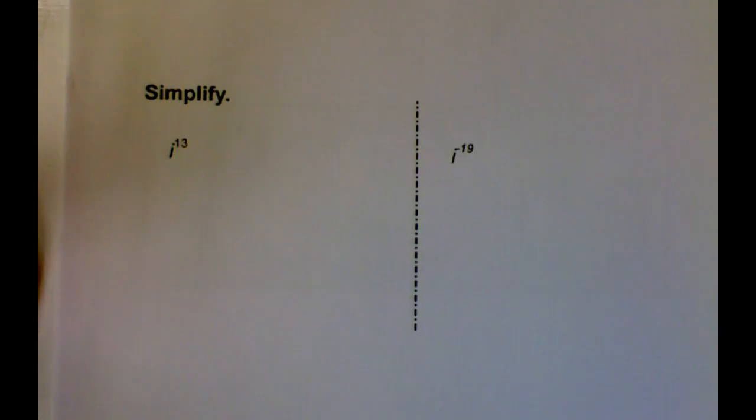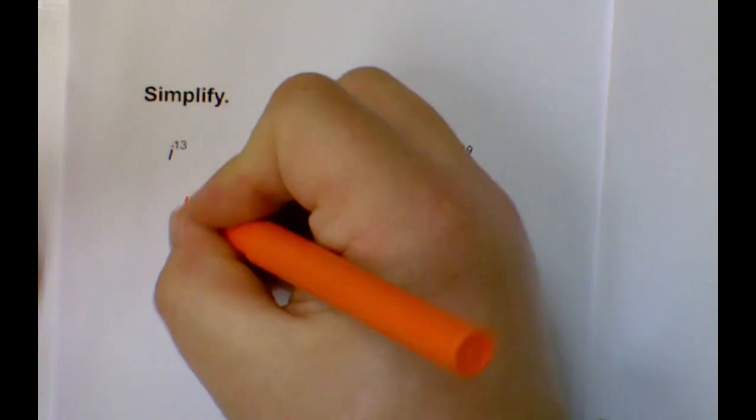So i to the 13th power, I can take that little table that I just made and say, okay, first power, second, third, fourth, 5, 6, 7, 8, 9, 10, 11, 12, 13th power. It's going to be the same as regular, just i.